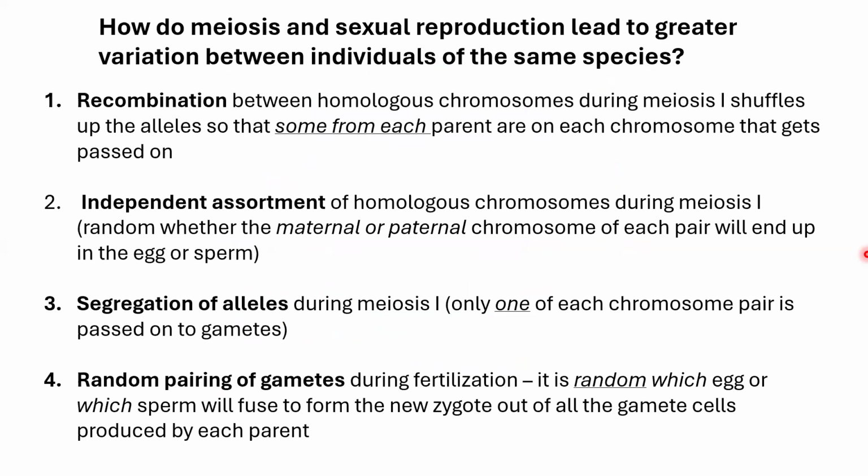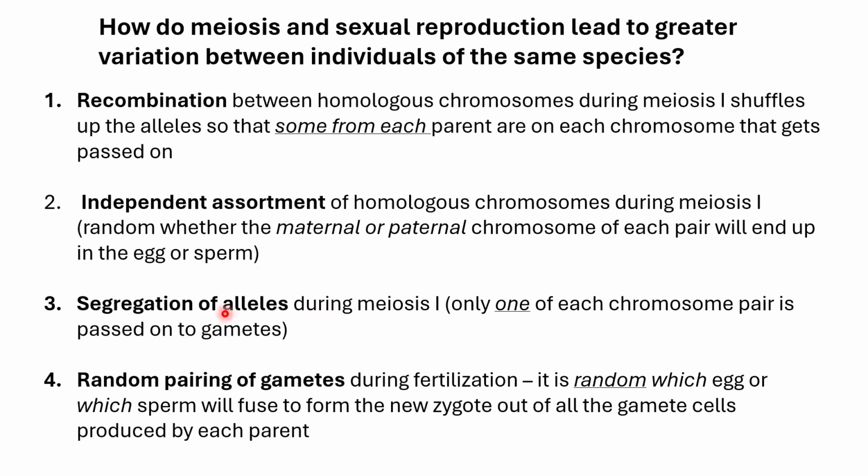So now, how does this end up creating a greater amount of variety? Meiosis itself has been shown through many different processes that it can lead to so much variability within the same species. That's because there's the process of recombination that basically shuffles up the alleles so that some from each parent get passed on. And then there's the two rules from Mendel's ideas, where independent assortment occurs during meiosis 1, determining which chromosome ends up with what, basically whether it would be in an egg or a sperm.